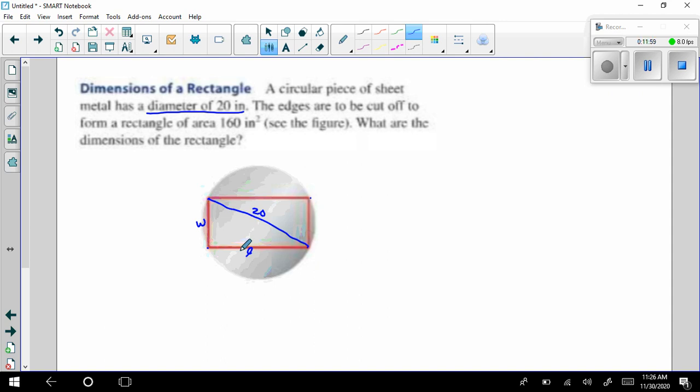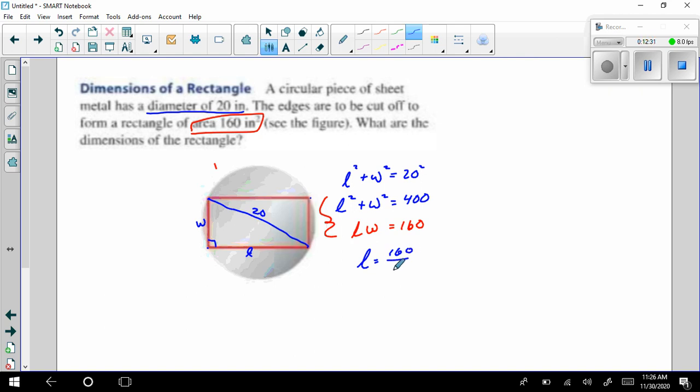We know that this is the width and this is the length. This is a right triangle because it's a rectangle. So length squared plus width squared is equal to 20 squared, or length squared plus width squared is equal to 400. The area of a rectangle is length times width. So length times width is equal to 160. And this then creates our system. I know that length is equal to 160 divided by W, and I can then plug that in for length. So I have 160 divided by W, quantity squared, plus W squared is equal to 400. Again, this is just like that first one that we solved. I'm going to go ahead and square this out.